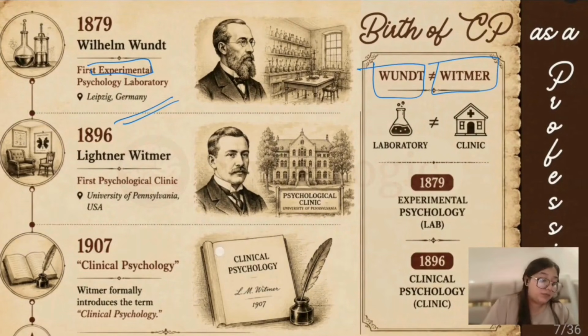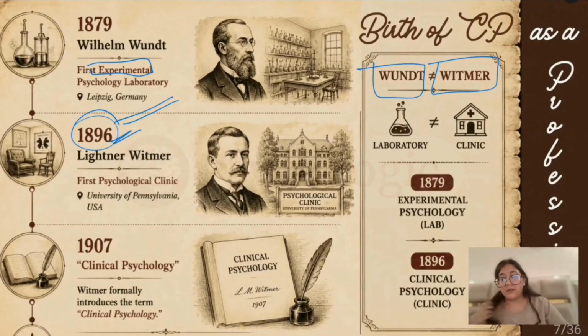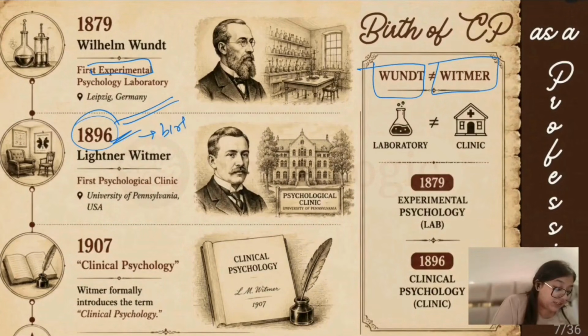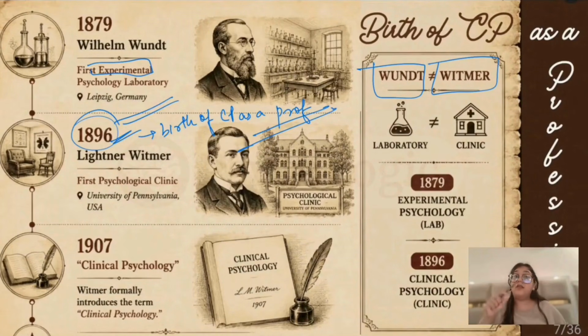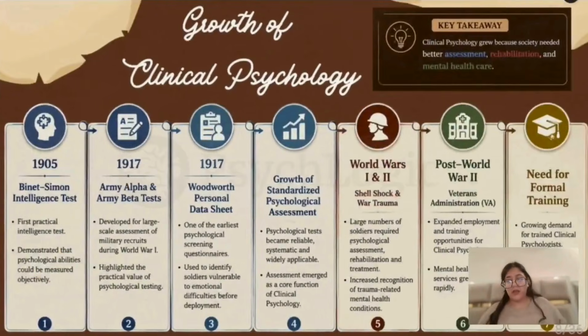While Witmer came in 1896. He saw a young boy who was struggling academically, especially with his spelling. So he did a scientific assessment and planned an intervention to solve a real life problem. That is where there was the birth of clinical psychology as a profession. In 1896, there was birth of clinical psychology as a profession. But the term clinical psychology came in 1907 by Witmer himself. Profession 1896, term 1907.